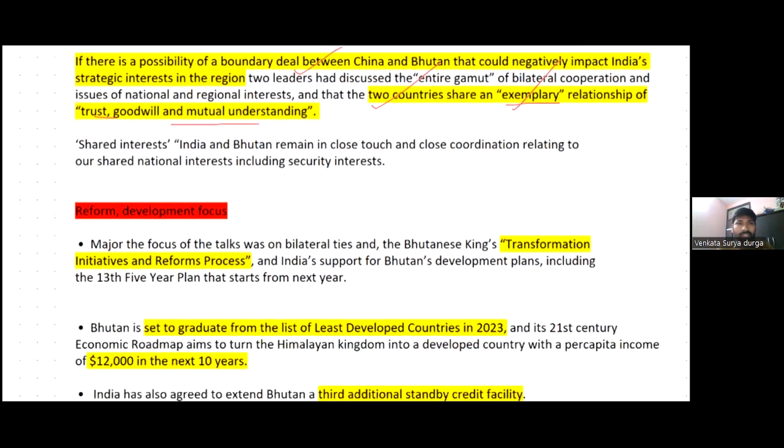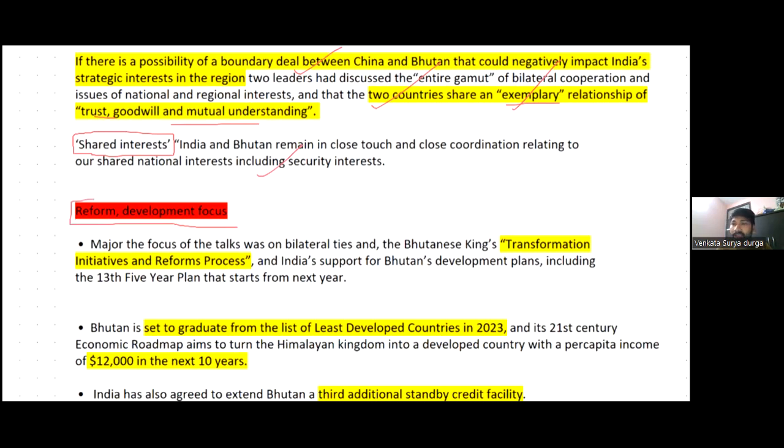India and Bhutan have shared interests, right? Shared interests in the region, owing to security and also the belligerence and assertiveness of China in the region. So both Bhutan and India remain in close touch and close coordination relating to our shared national interests, including security interests also.